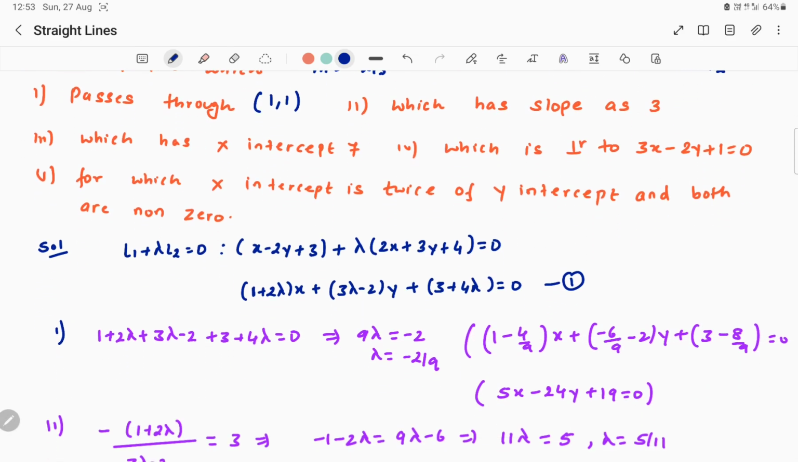Similarly, the fifth part, for which x-intercept is twice the y-intercept and both are non-zero. X-intercept: so how do you find x-intercept? I hope you know x-intercept is minus c by a.